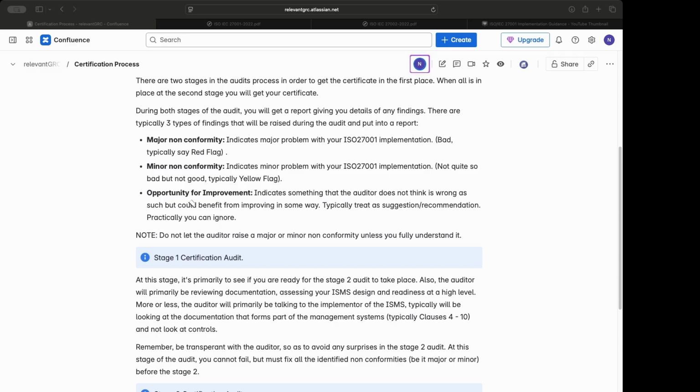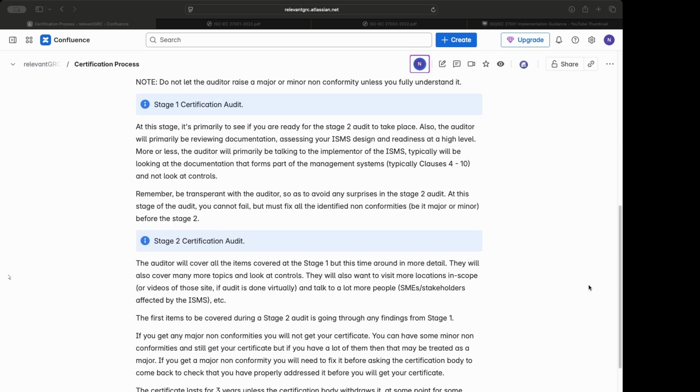Let's look at the various stages of audit as we were referring to with regards to getting certified in the first place. So we have the stage 1 audit, as I earlier mentioned. Stage 1 audit is typically referred to as the documentation audit. Here the auditor is assessing your ISMS design, the readiness, and also making sure that you are ready for the stage 2 audit to take place.